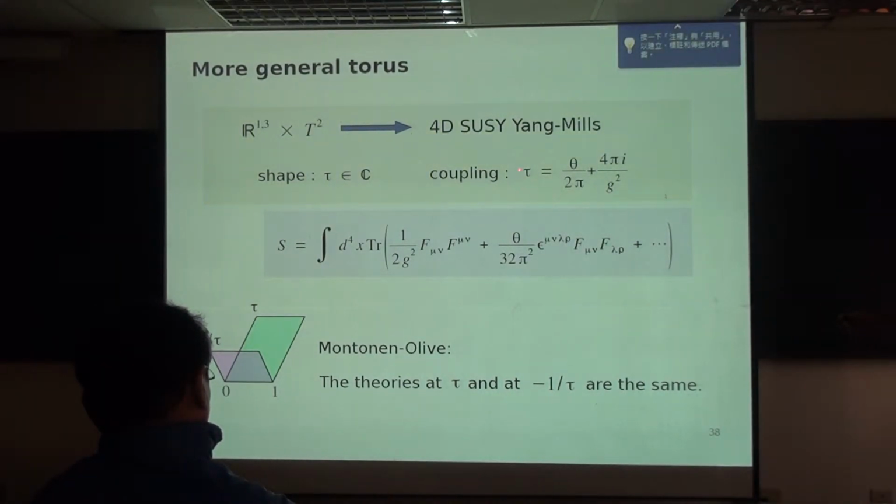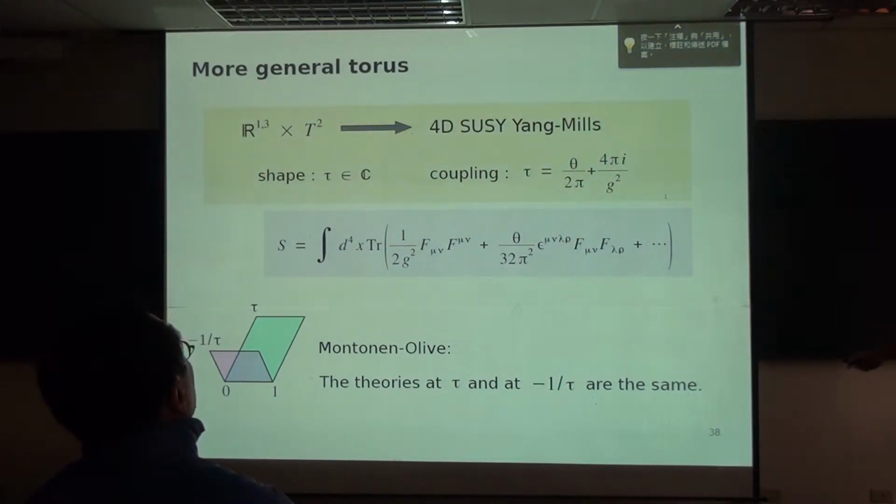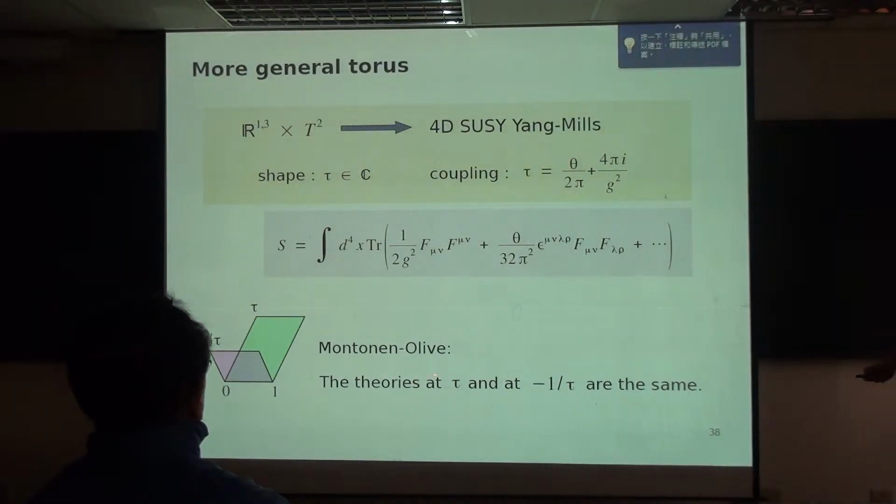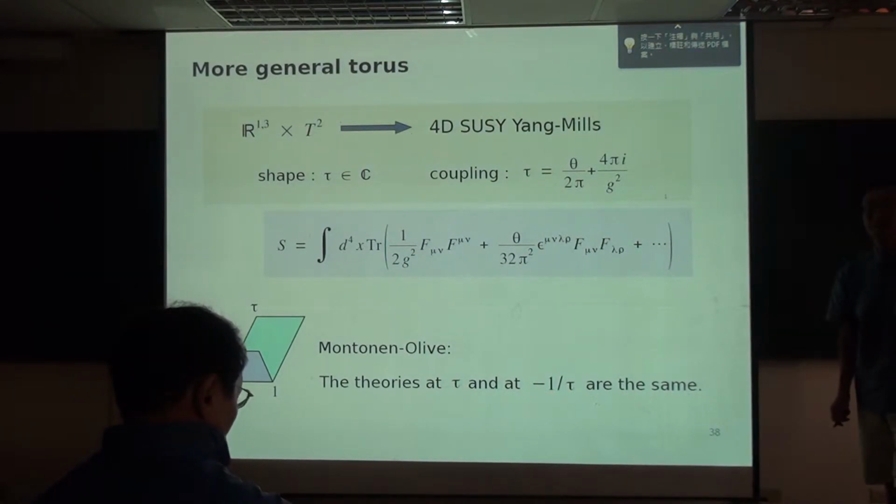Now the coupling is complex, and the imaginary part is related to the gauge coupling, and the real part is what is called the theta angle. So it involves the instanton density in the action. Okay, and the famous Montonen-Olive duality says that the Yang-Mills theory at the coupling tau and minus 1 over tau are the same.